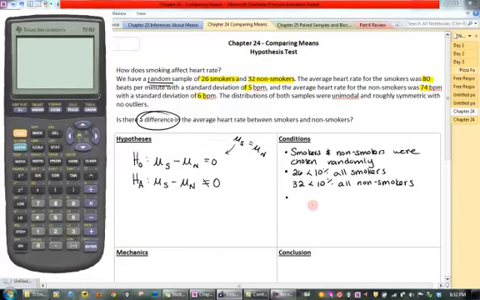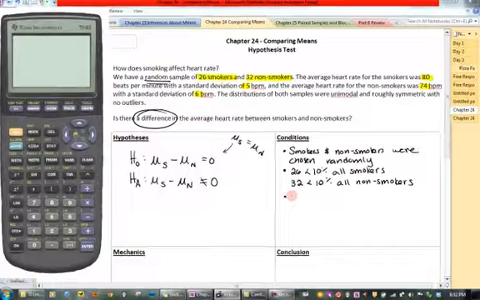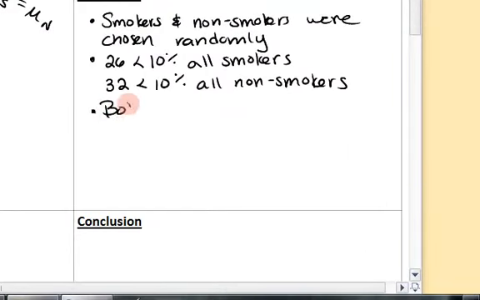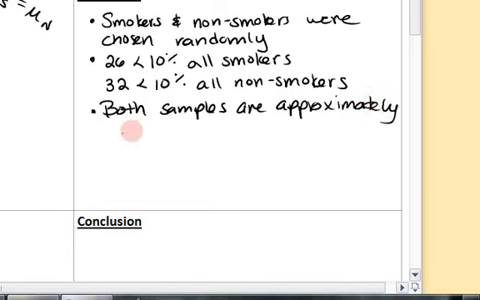So we can't actually prove that the distributions of our samples are normal, but we were told in the problem that the distributions of both samples were unimodal and roughly symmetric. So we can say that both samples are approximately normally distributed. And in this case, because we have no data to deal with, we have no graph to create.